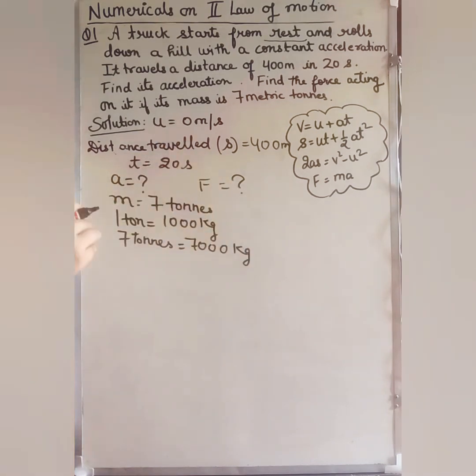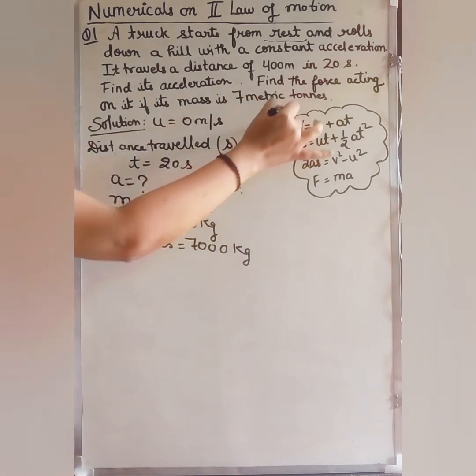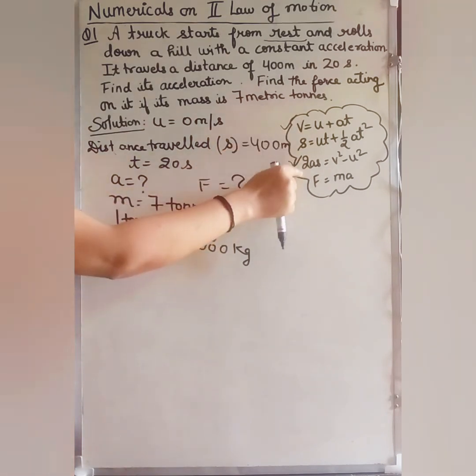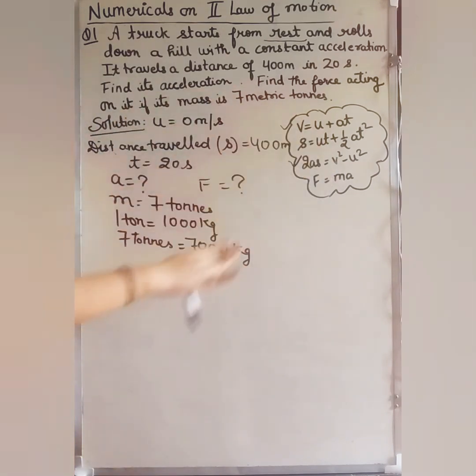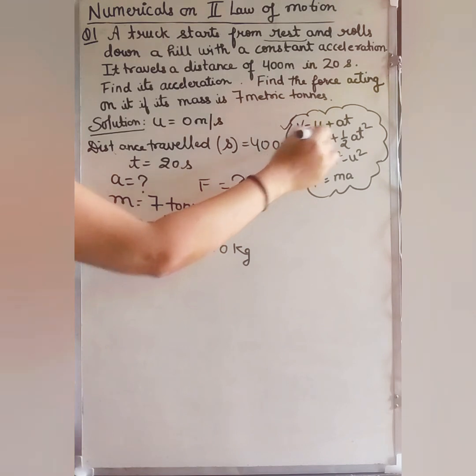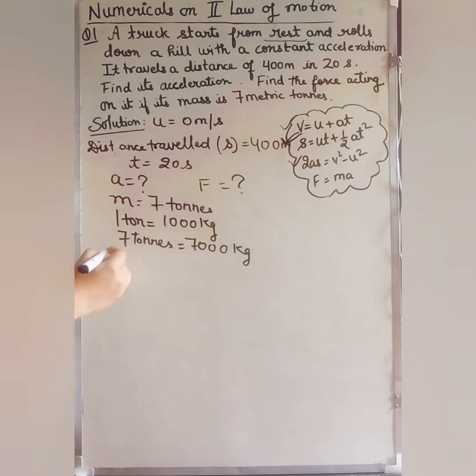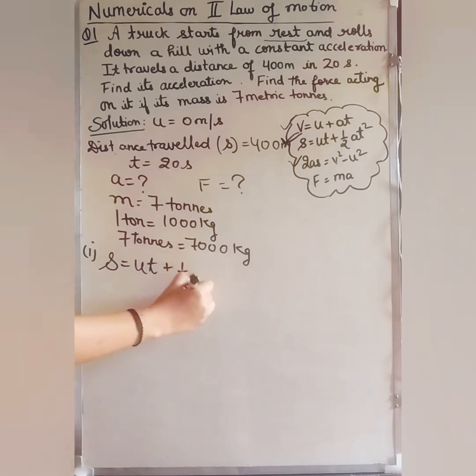Now students, the question comes that how we will find out the value of A. See, we cannot use equation 1 of motion and equation 3 of motion, as in both these equations we should know the value of V also, and in this question we have not been given the value of V. So the ideal equation to use is the second equation, that is S is equal to ut plus half at square. By using this, I will get the value of A.